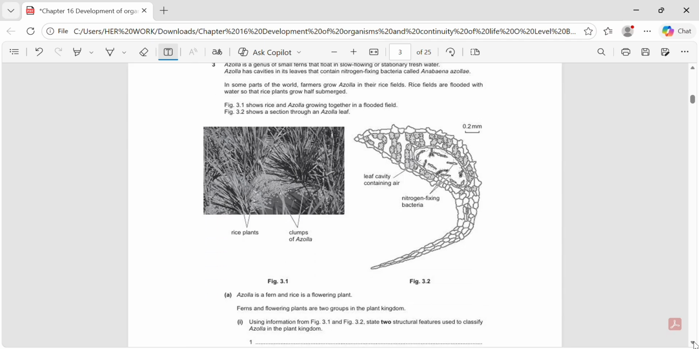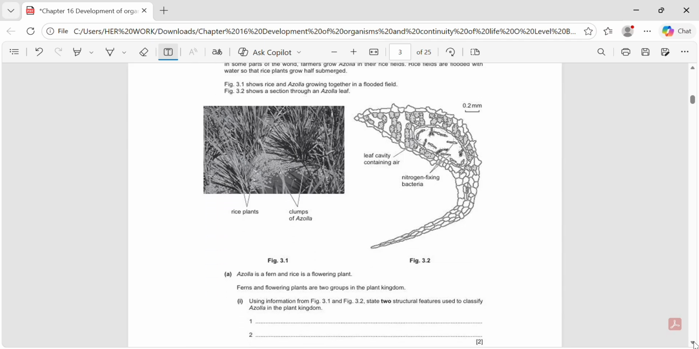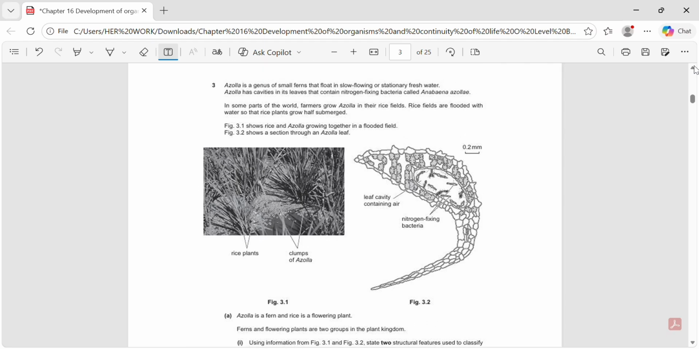Moving on, the next question says, Azolla is a genus of small ferns that float in slow-flowing or stationary fresh water. Azolla has cavities in its leaves that contain nitrogen-fixing bacteria called Anabaena azollae. In some parts of the world, farmers grow Azolla in their rice fields. Rice fields are flooded with water so that rice plants grow half-submerged. Figure 3.1 shows rice and Azolla growing together in a flooded field.